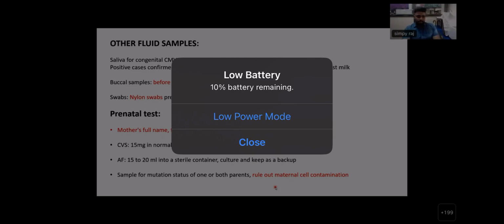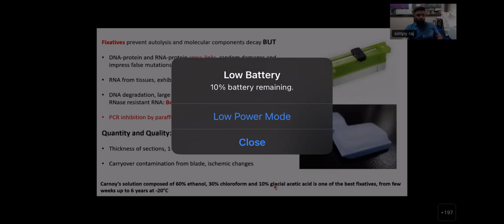Okay. As I mentioned, the type of samples determine what container should be taken and what should be the additive in it. Coming to fixed samples, fixatives are generally used to prevent autolysis and molecular component decay, but they also have drawbacks. They can cause DNA and RNA cross-linking, which will damage it, and the RNA will show reverse transcription inhibition. Whenever the samples are fixed in Bouin's and Zenker solution, they lead to DNA degradation, and the paraffin that is used can cause PCR inhibition. So we must keep in mind all these things before we receive a sample from some center or for any purpose.